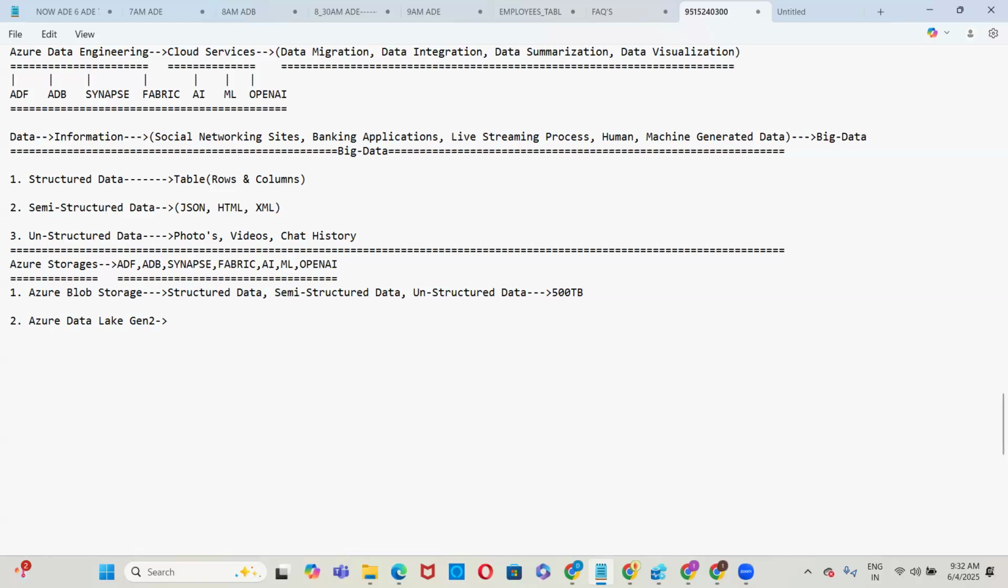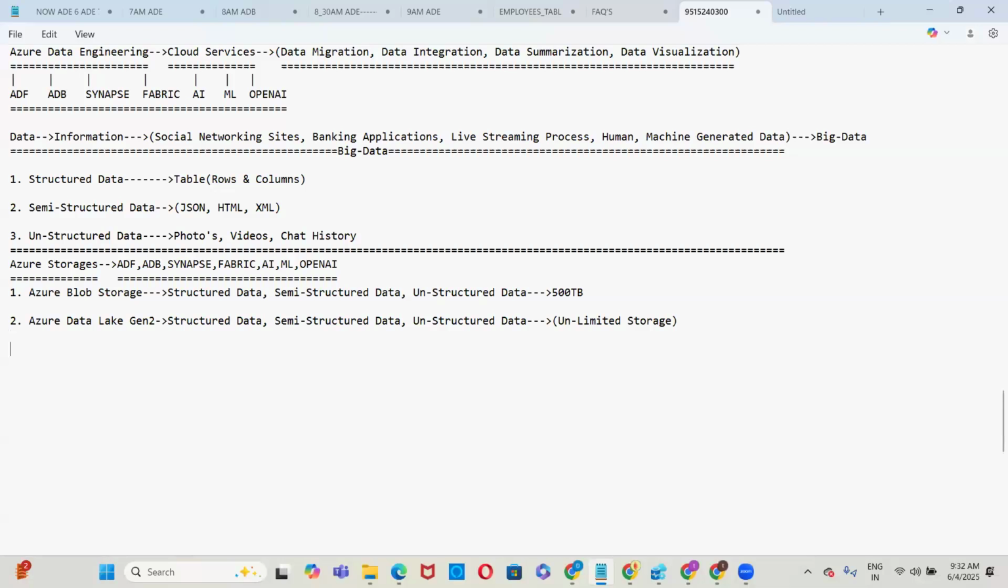So hence, if you have a very massive amount of data, then we store it into Azure Data Lake Gen 2. The Gen 2 storage supports unlimited storage. Unlimited storage means there is no limit for storing the data, guys.